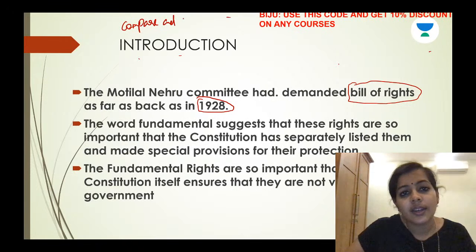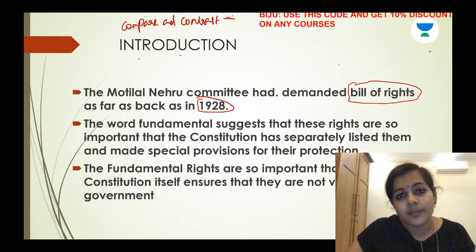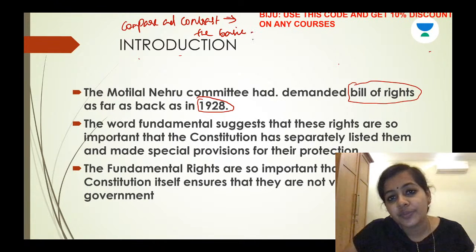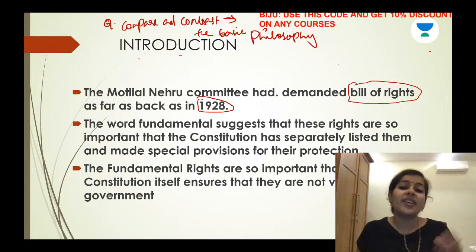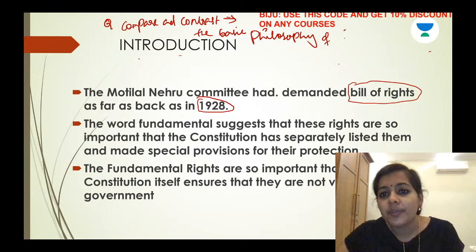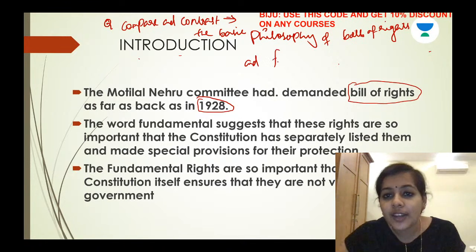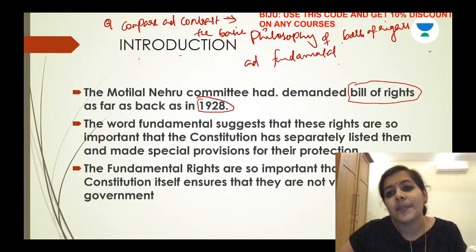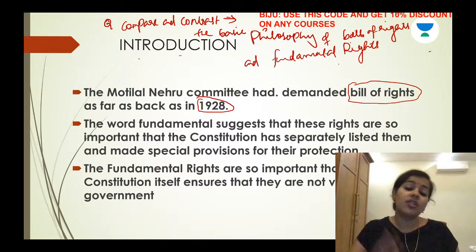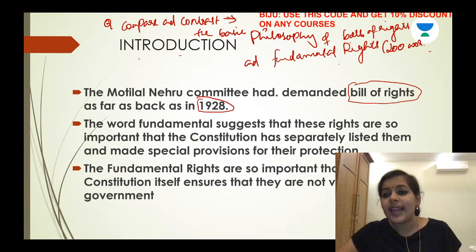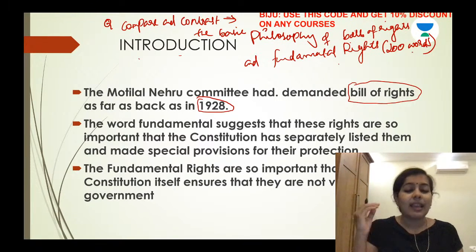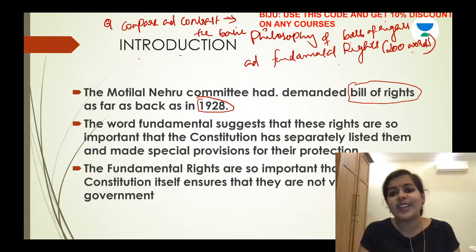Compare and contrast the basic philosophy of the Bill of Rights and fundamental rights, or simply the basic elements of the Indian Constitution and the US Constitution. Compare and contrast it in 150 or 200 words. You can definitely answer it. We have discussed enough points for that. Answer it, scan it and send it to me. Definitely I'll correct it and give it back to you.